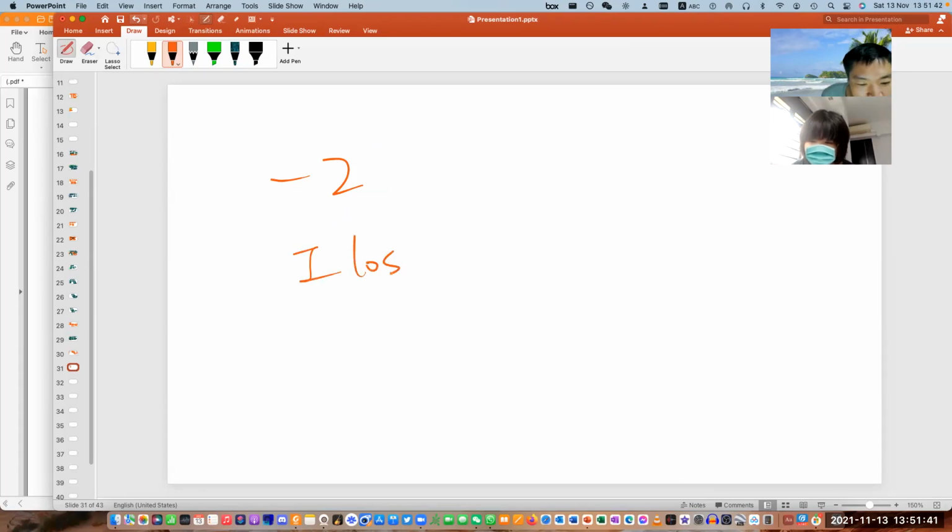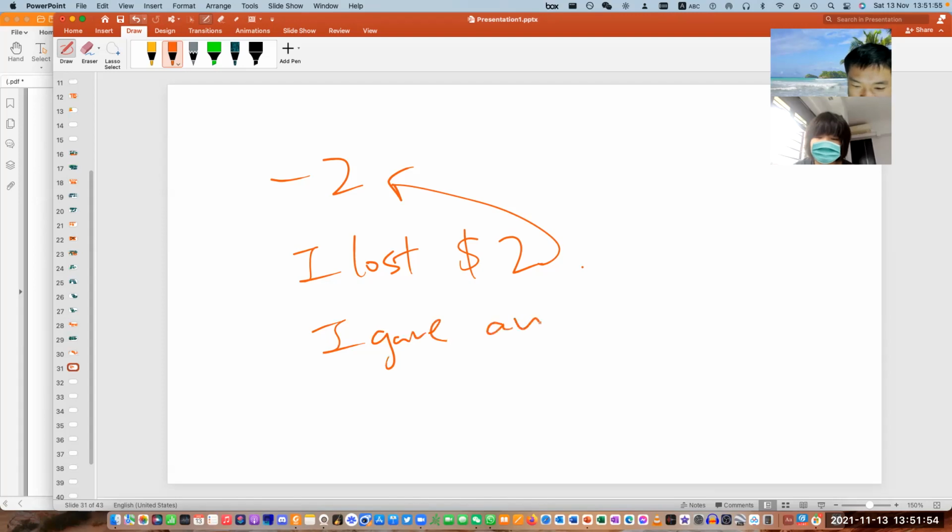I lost $2. So I use -2 to represent I lost $2. Okay, I gave away $10. So the expression for this statement is -10. So that's the meaning of these negative numbers.